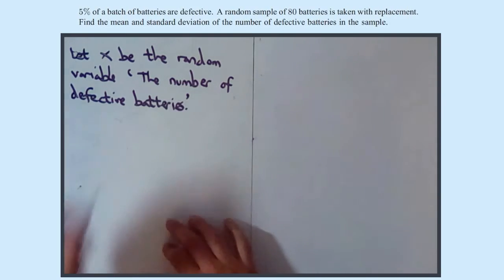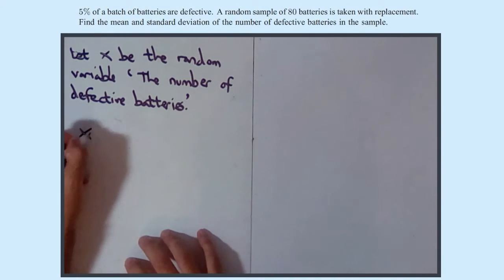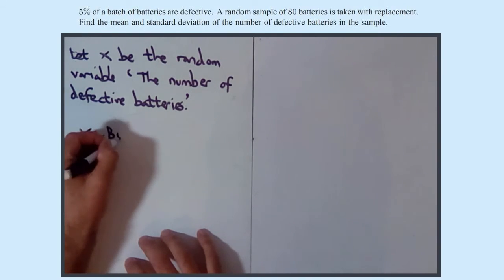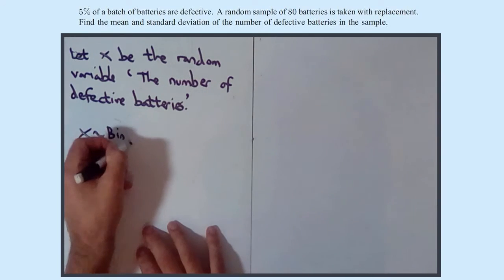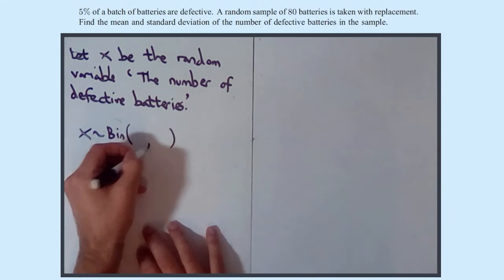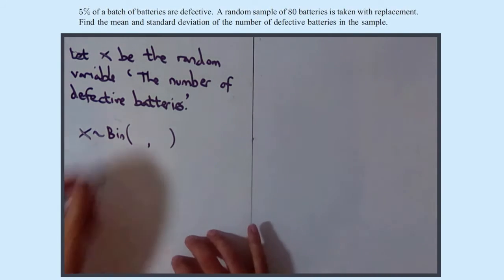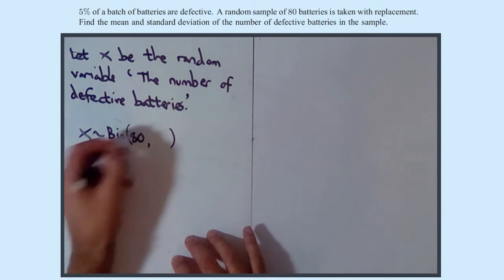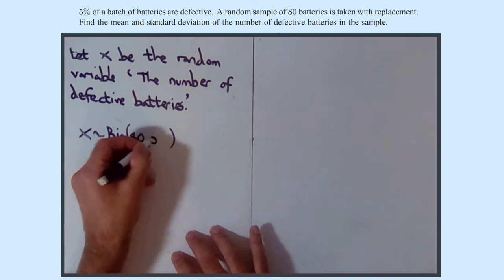Okay, so we defined our random variable. Now we need to say how it is distributed, and I've just said it's a binomial distribution, so x is distributed binomially. You can just write b by all means, but this is a habit that I've had for a long time. The binomial distribution is defined with n, the number of trials, in this case the 80 batteries that we take, and then p, the probability of a battery being defective, so it is going to be 0.05.